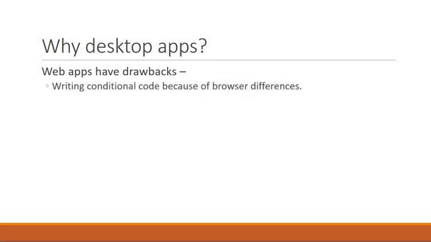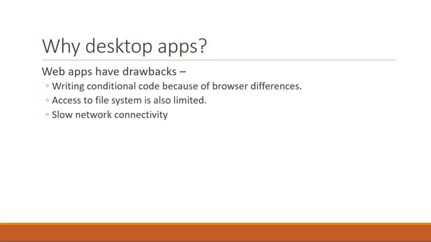For example, writing conditional code because of browser differences is always a pain for any developer. Your code might work on Chrome and Firefox, but not Internet Explorer. So you have to add in that extra bit of code every single time. The second one is that access to file system is also limited when working with web technologies. Now, we also run into the problem of slow network connectivity that has a negative impact on web technologies. And let's face it, we have great desktop applications that we use on a daily basis.